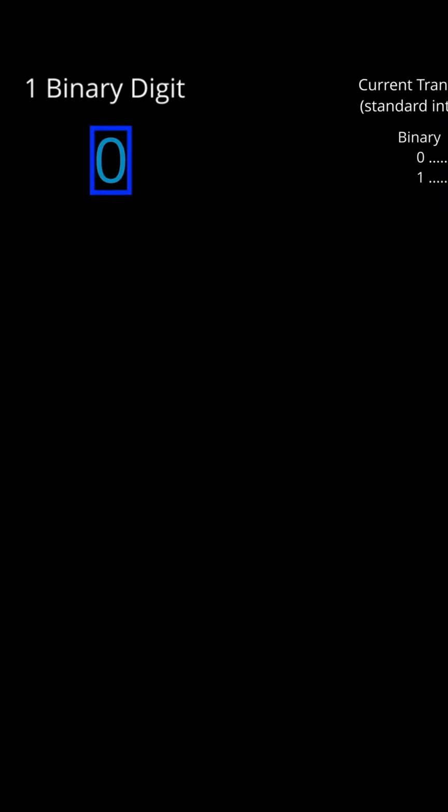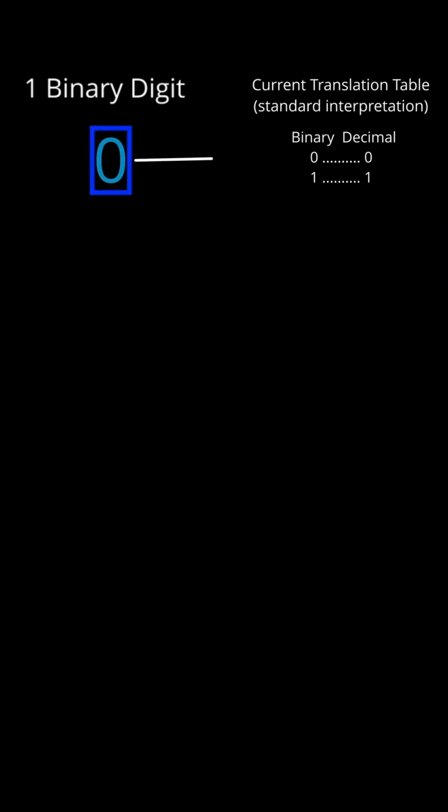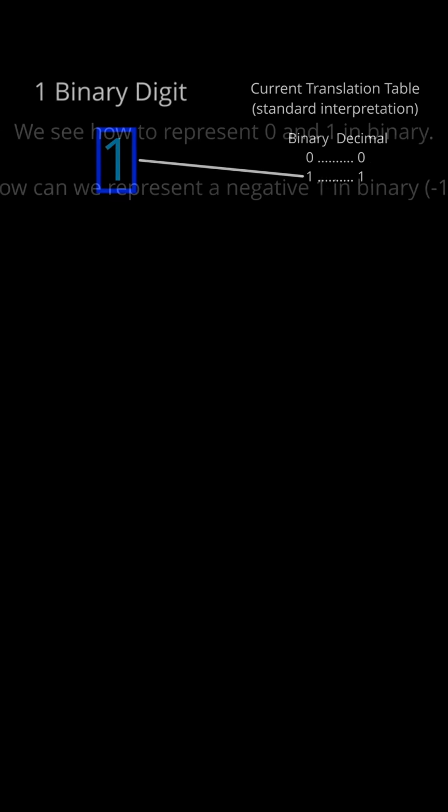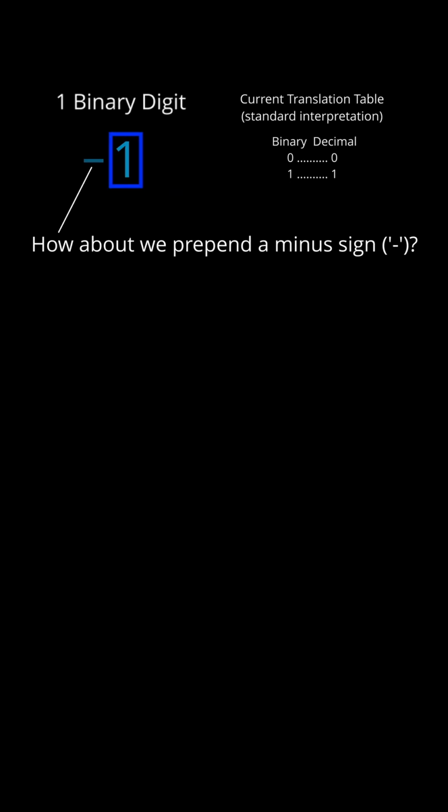Here is a single binary digit, and we see how it represents 0 and 1. The question is, how can we get it to represent -1 or a negative number? How about we use a minus sign, just like we write on paper?